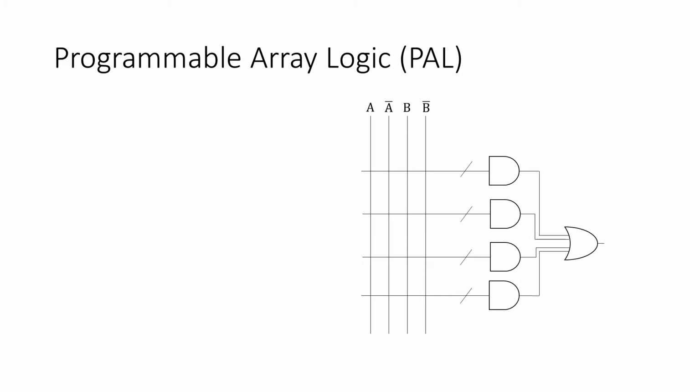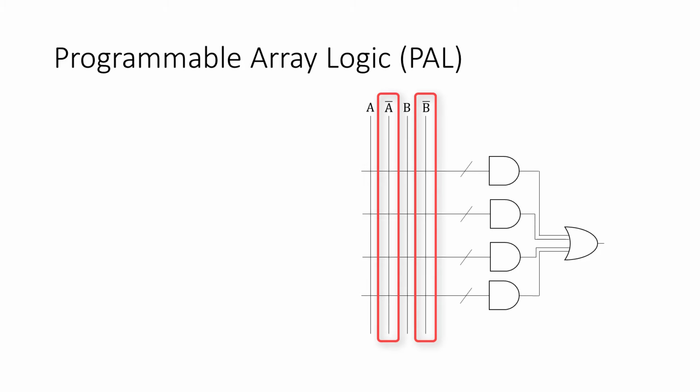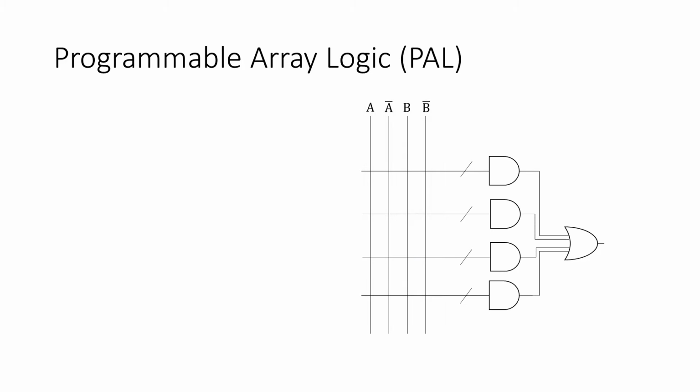We can see that we have two inputs, A and B, and their complements, not A and not B, which can be connected through the array to four AND gates. The resultant terms of the AND gates are connected to a single 4-input OR gate. A macro cell with this array configuration will be able to generate a SOP output of up to 4 terms, ignoring any device-specific features such as shared or parallel expanders.